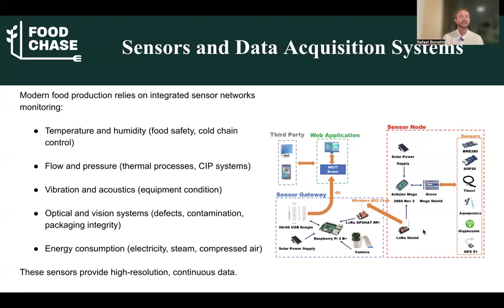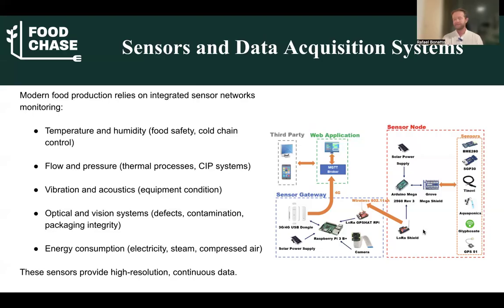Okay? Vibration and acoustics, equipment condition, such a system helps us understand if it's working well. And the acoustics here, if it's emitting higher noises, which will cause harm to the workers, this helps us a lot as well to avoid problems with labor safety, etc. Okay? Optical and vision systems: defects, contamination, package integrity. Our eyes sometimes cannot see things that the machinery can see. And that's why it's so important.